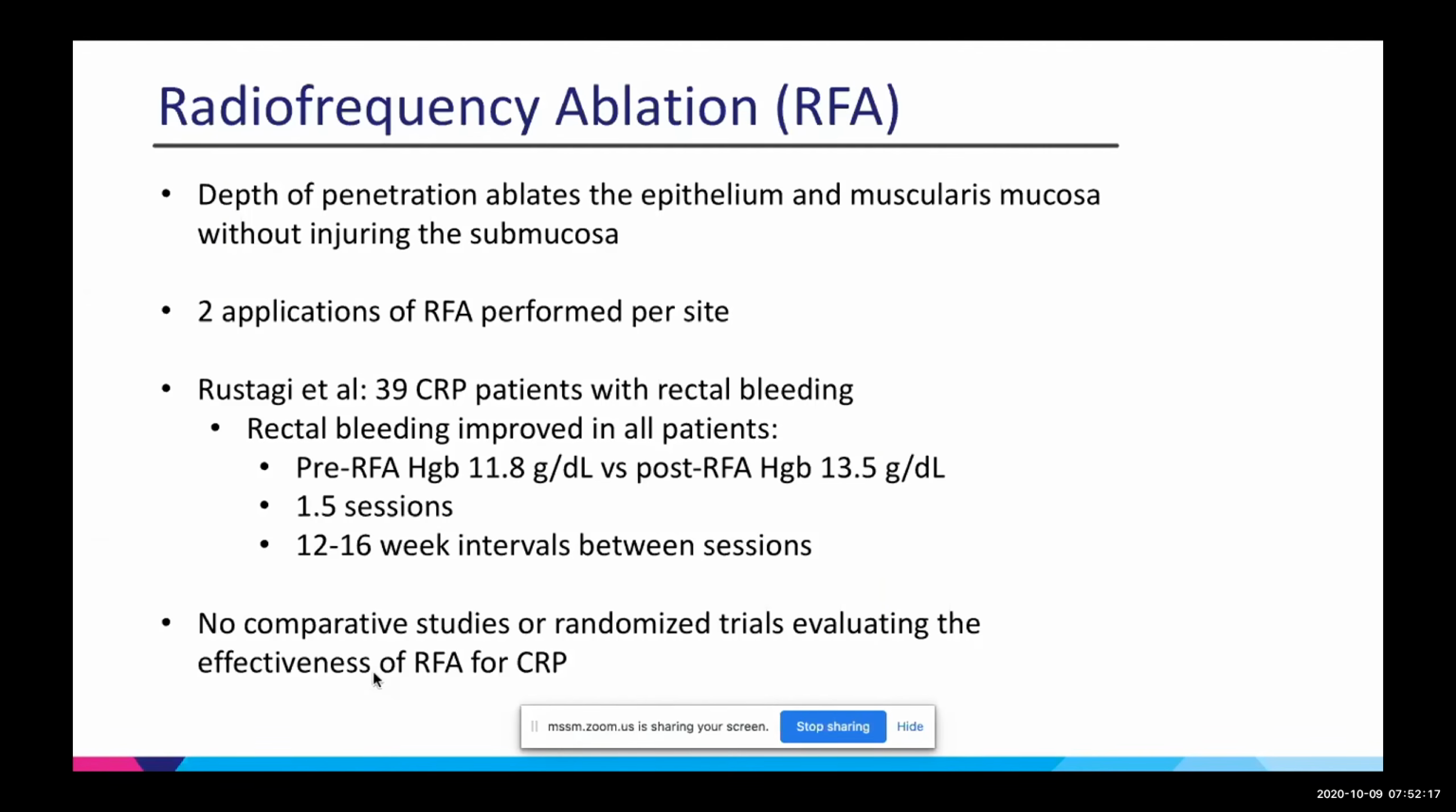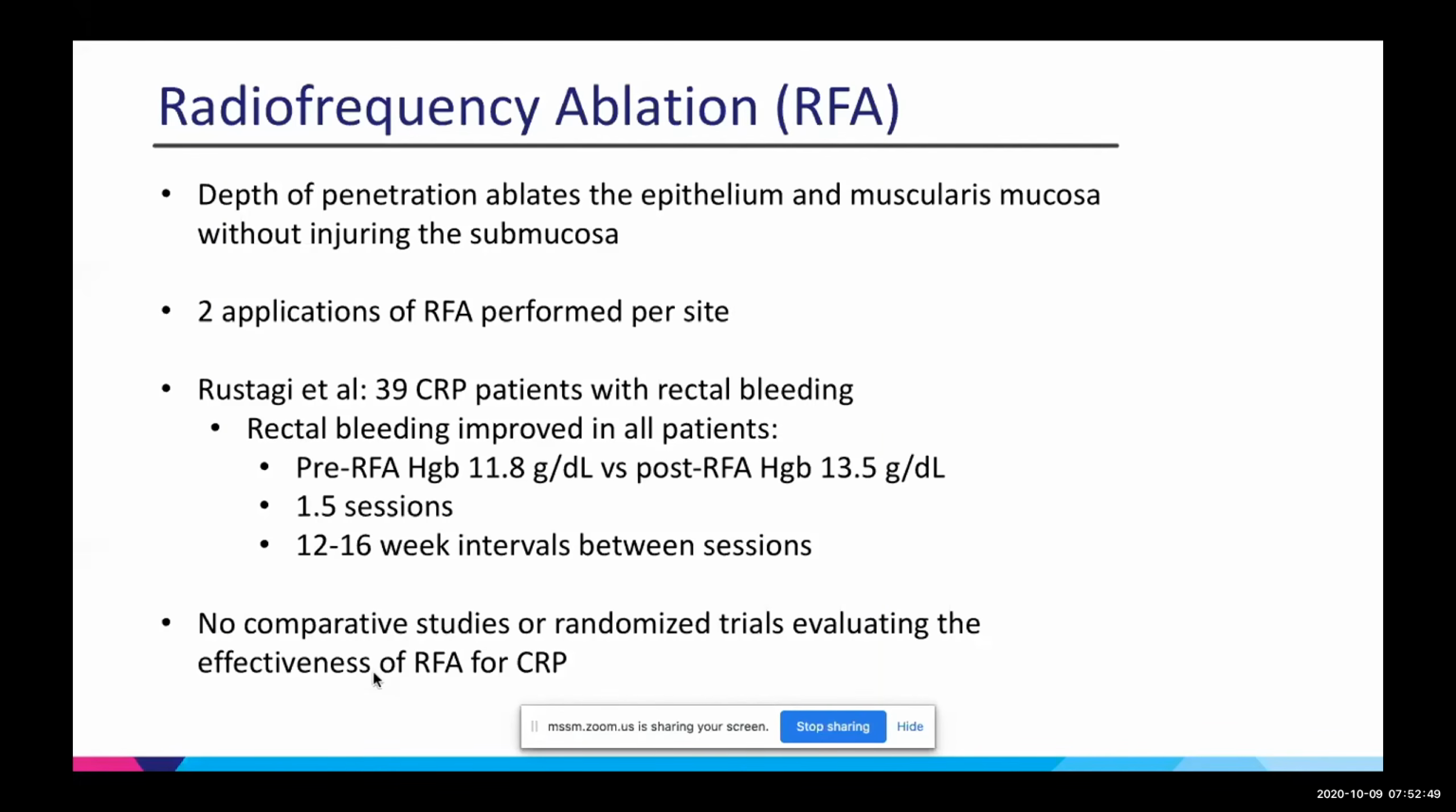Within the systematic review were 3 case series involving a total of 66 patients that examined the effectiveness of RFA in radiation proctopathy. The largest study consisted of 39 patients with rectal bleeding who had failed prior medical therapy. Rectal bleeding improved in all 39 patients with a pre-RFA hemoglobin level of 11.8, post-RFA hemoglobin level of 13.5, after an average of 1.5 sessions and a 12 to 16 week time interval between treatment sessions. There were no reported serious adverse events in this series.